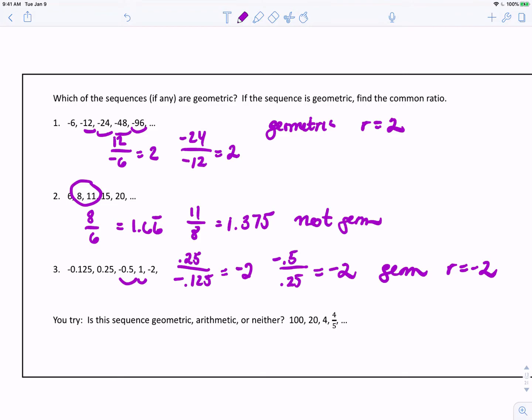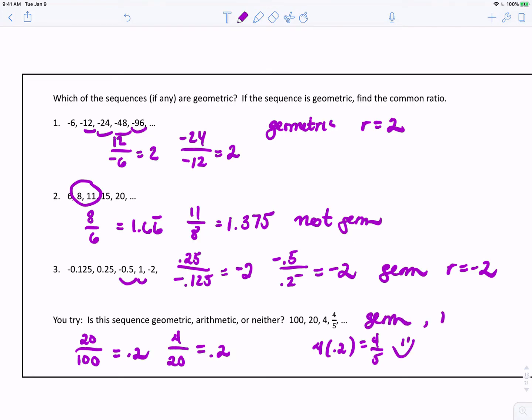Okay, let's check your work. If we divide these two, 20 divided by 100 is 0.2. Let's take a look at the next pair. 4 divided by 20 is also 0.2. So we think it might be geometric. Let's just check. Is 4 times 0.2 the same as 4/5? And the answer is yes, it is. And so this was a geometric sequence, and r was equal to 0.2, or 1/5.